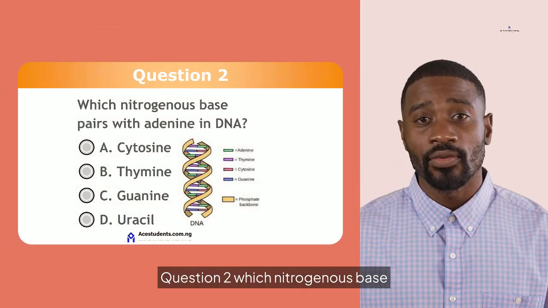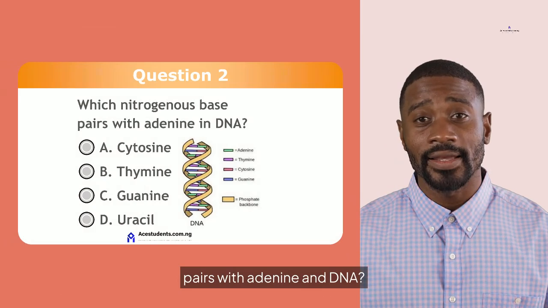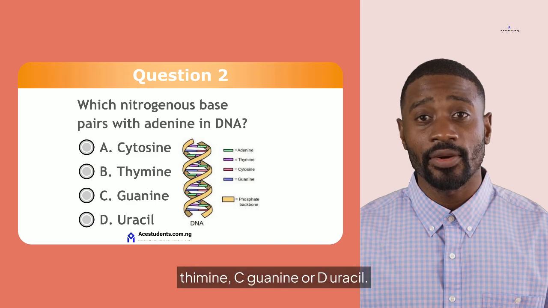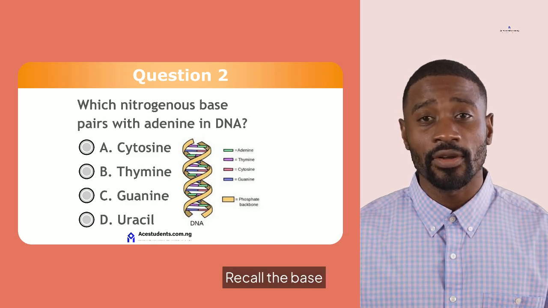Question 2. Which nitrogenous base pairs with adenine in DNA? Choose from A. Cytosine, B. Thymine, C. Guanine, or D. Uracil. Recall the base pairing rules in DNA.